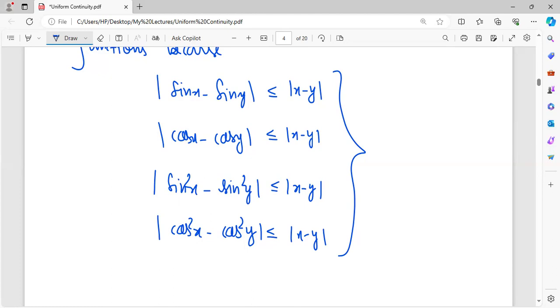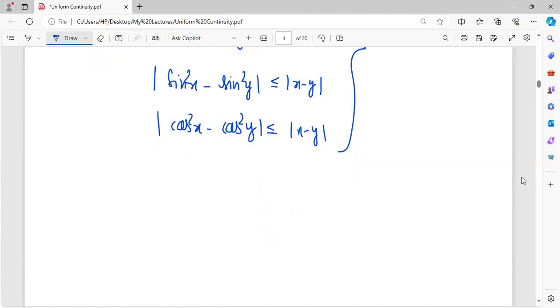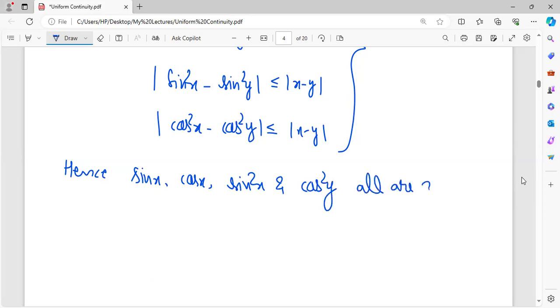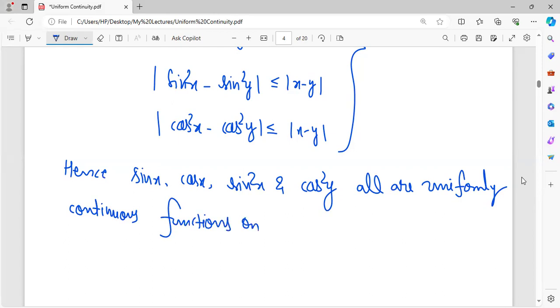Therefore, hence, sin x, cos x, sin square x, and cos square x are all uniformly continuous functions on R.